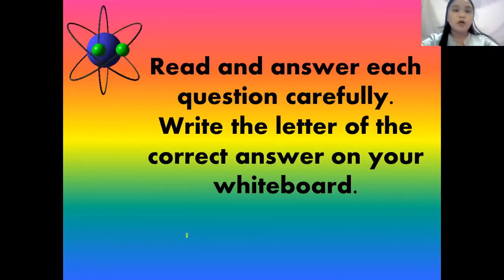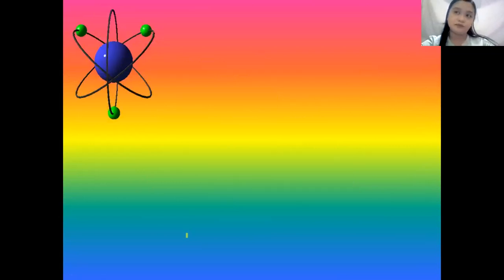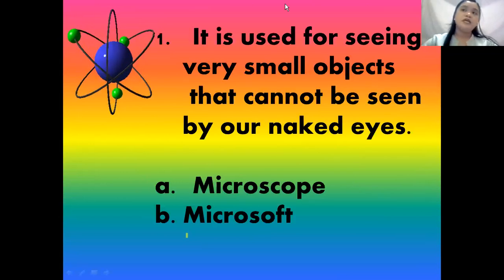Read and answer each question carefully. Write your answer on your whiteboard or a clean paper. Number 1, it is used for seeing very small objects that cannot be seen by our naked eye. So the answer is microscope.